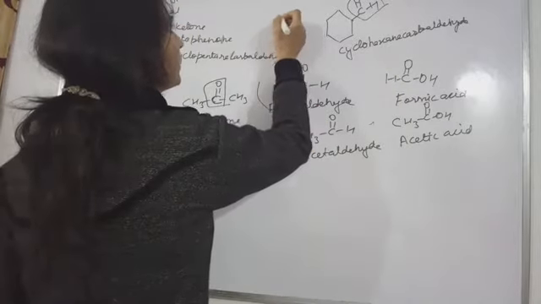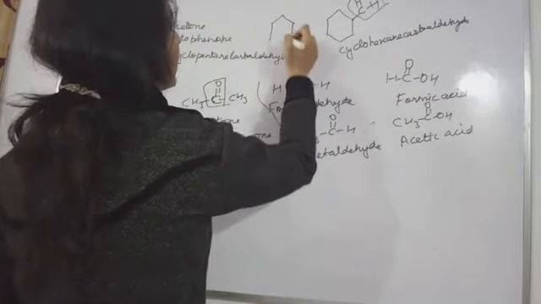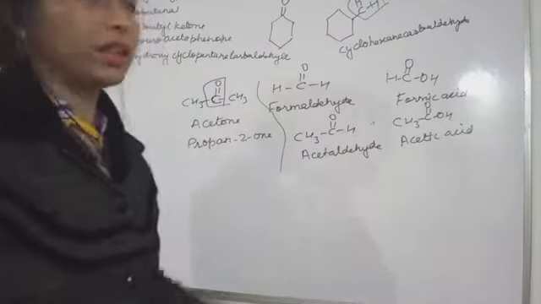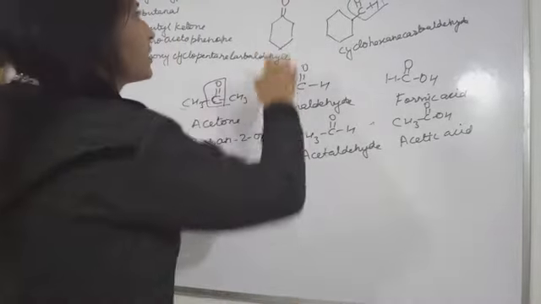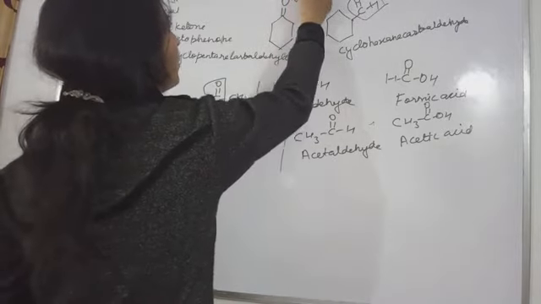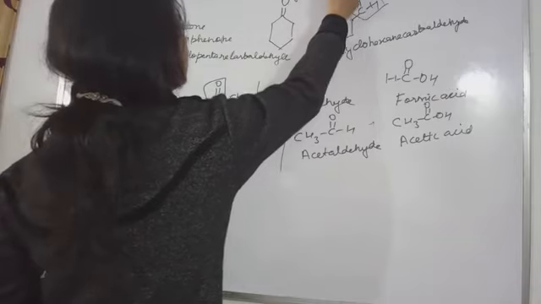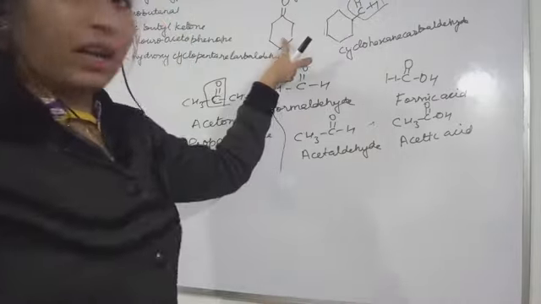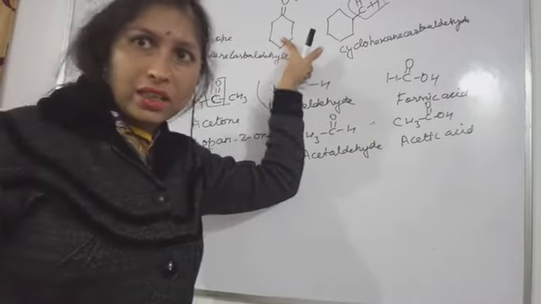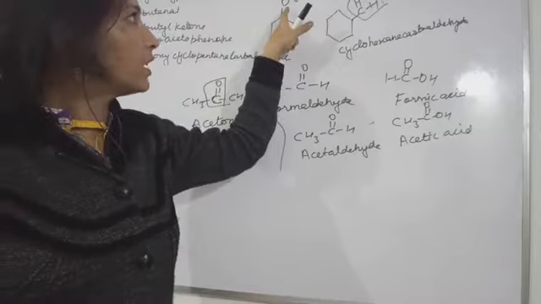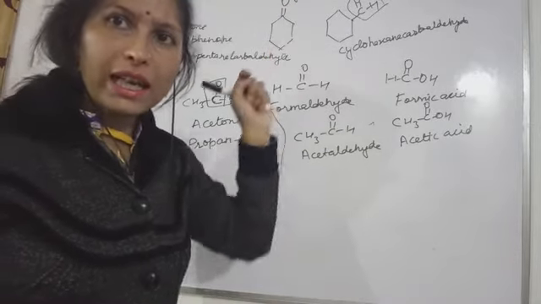Suppose the ketonic group, double bond O, is attached to the ring. What name will you give to this compound? This is cyclohexanone. Here we say cyclohexanone, we are not using carbanone. Why? Because the functional group does not contain carbon.